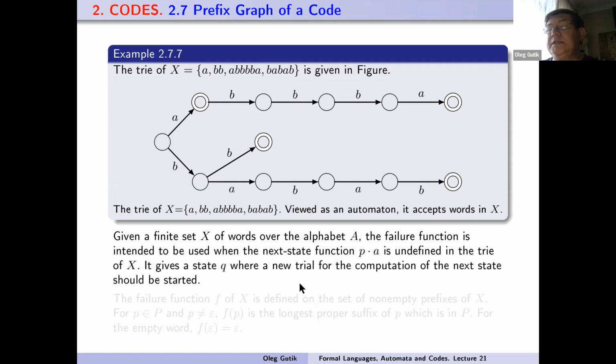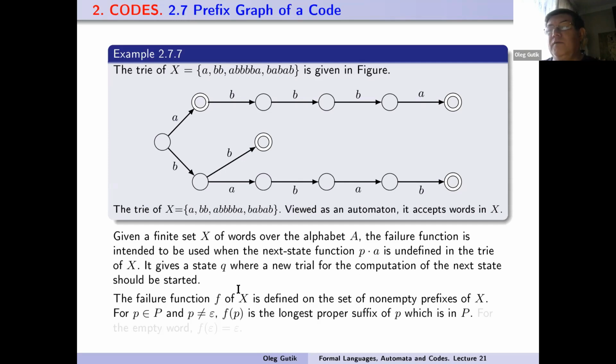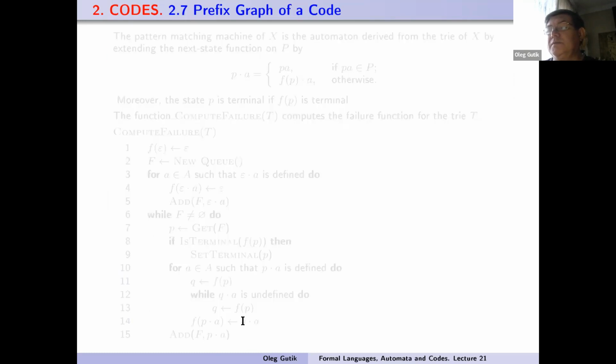It gives a state q where a new trial for the computation of the next state should be started. The following function f of the set X is defined on the set of non-empty prefixes of X. For p from P, and p not equal to the empty word, f of p is the longest proper suffix of the word p which is in the set P. For the empty word, we put f of the empty word equal to the empty word.